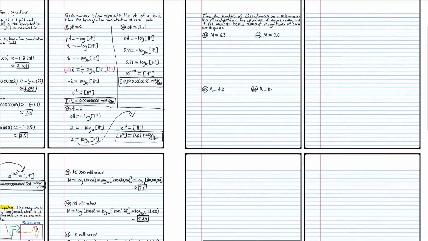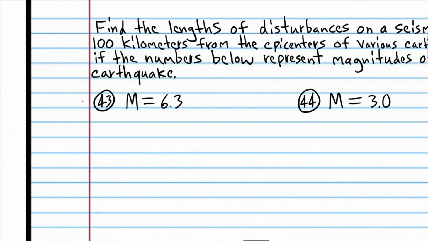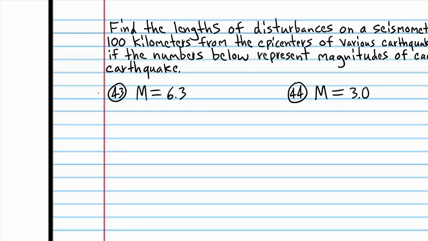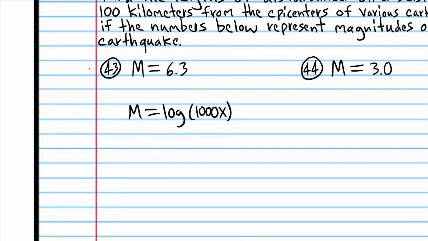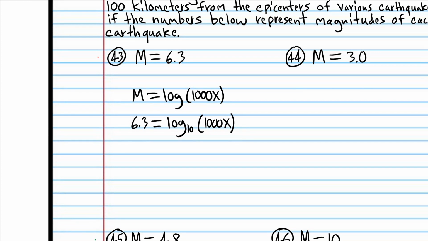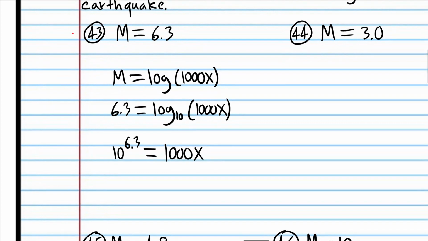Okay, we're just going to do a couple more problems here. Now we're going backwards. We're given the magnitude of an earthquake, but we're asked to find the disturbance on the seismometer. So M is equal to 6.3. We don't see a base, so we know the base is 10. We need to translate to an exponential equation in order to help us figure out what's going on here. And then we're going to calculate.